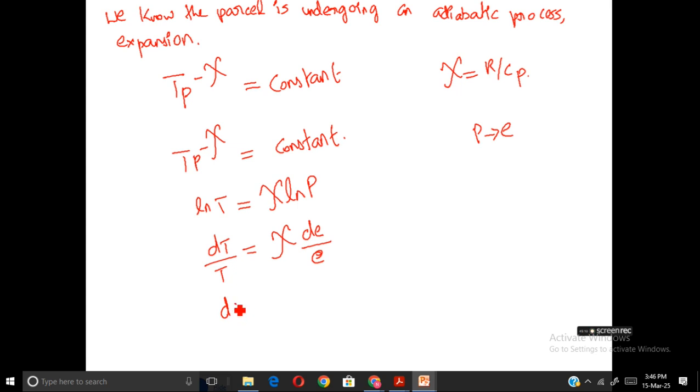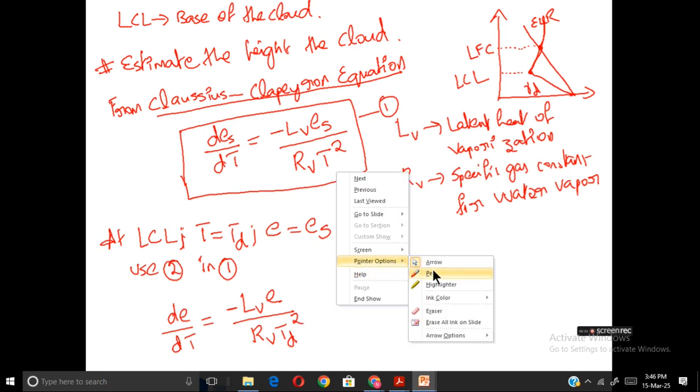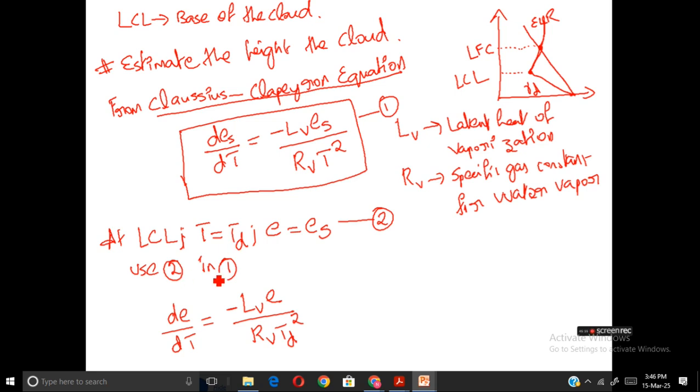Now we write dE by E is equal to 1 by chi into dT by T. So now we have an expression for dE by E is equal to 1 by chi into dT, right? Earlier from the Clausius-Clapeyron equation, we got dE by E is equal to minus LV by RV T square into dT.